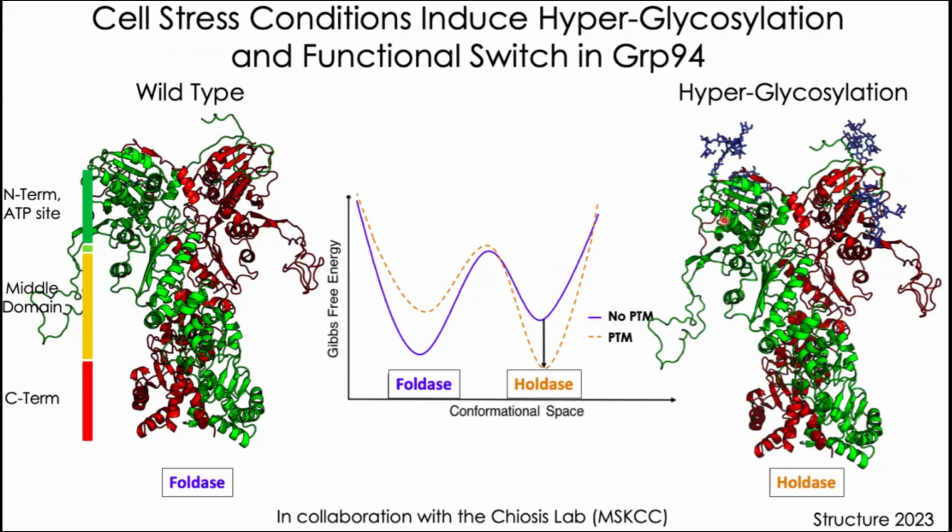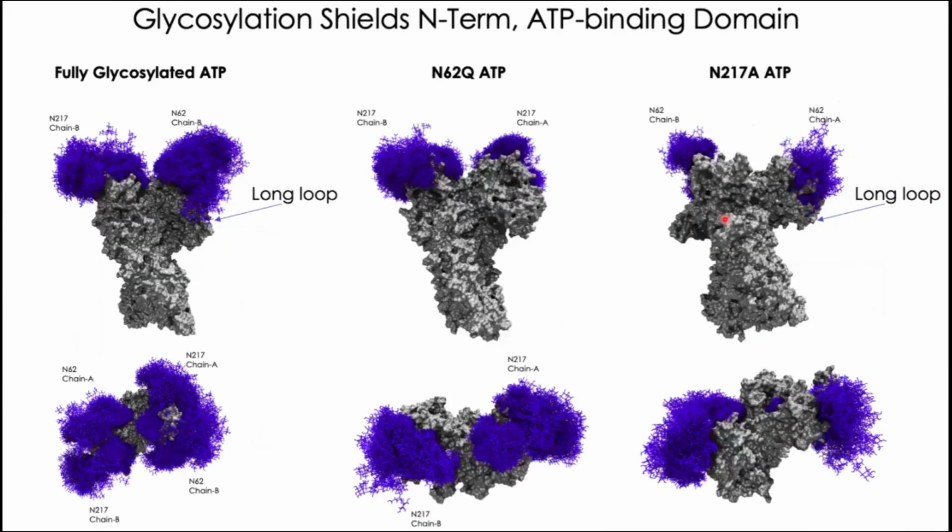So we started running simulations of the glycosylated form of the protein, comparing them to the non-glycosylated form of the protein. And we did it with different glycosylation states. So we used the fully glycosylated version of the protein with glycosylation on residues 217 and 62, the monoglycosylated form on one amino acid only, and the other monoglycosylated form. And we have data from the Chiosis lab for all of this. And the pathologic one is the N62 glycosylation, the one that is really related to pathology.